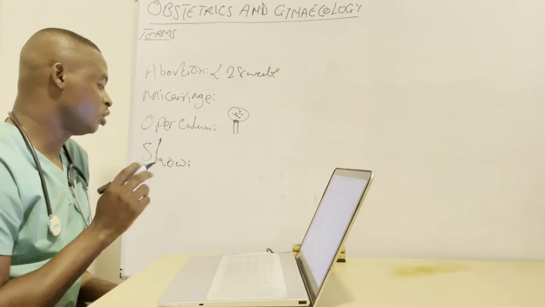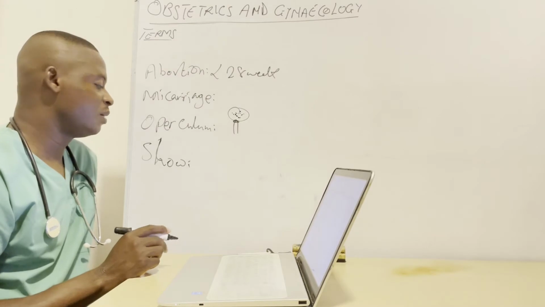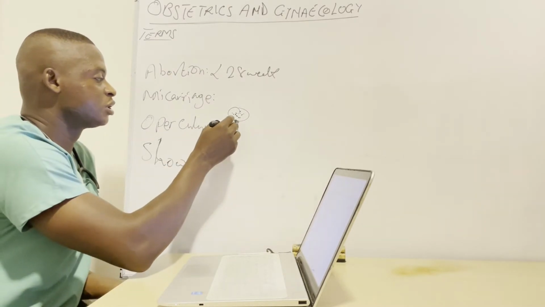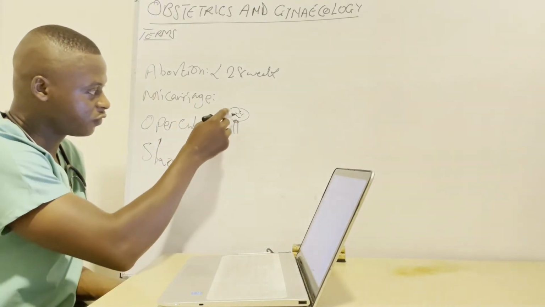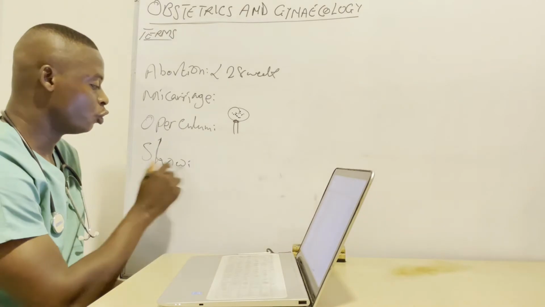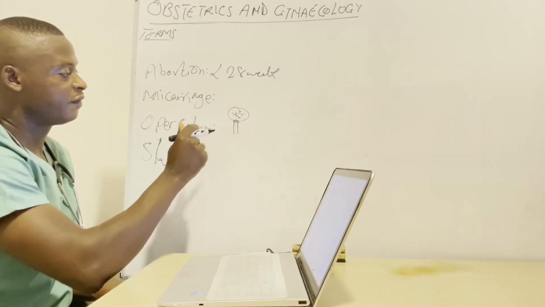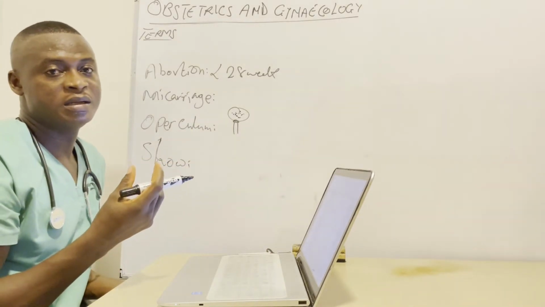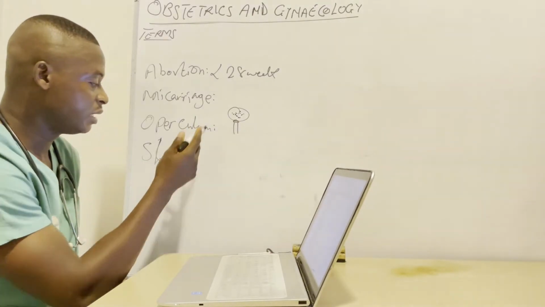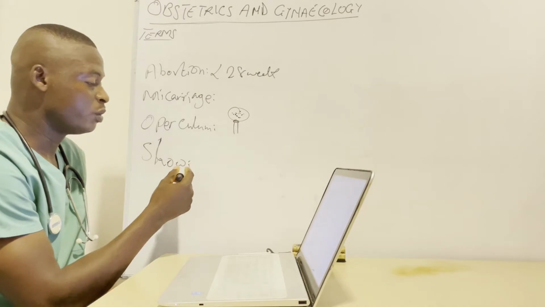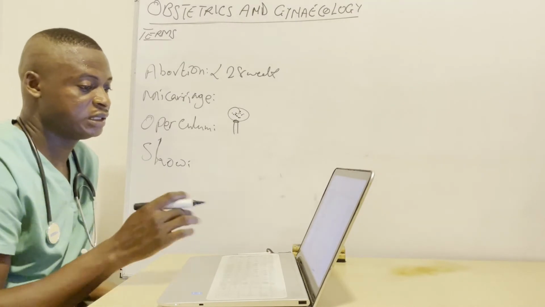Now realize Obs and Gynae has a lot of terms. Show. This is the dislodged operculum at the onset of labor. The operculum will just dislodge one day. You will wake up and the operculum will have dislodged, then products of conception will begin to come out. That is show. When this mucous membrane begins to fall off, it is slimy, and because it is mucous membrane, it has blood tissues in it as well. So there will be stains of blood in it, and then it will just come out. When a woman sees something like that, she realizes her time to deliver is almost up. So we call it the show.